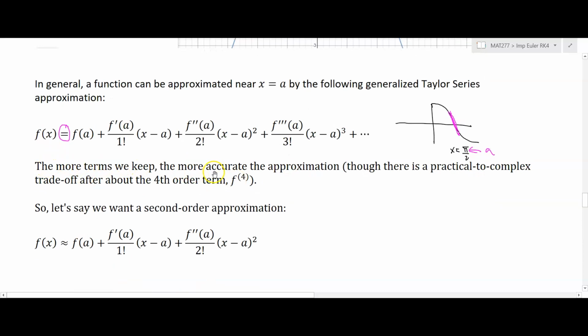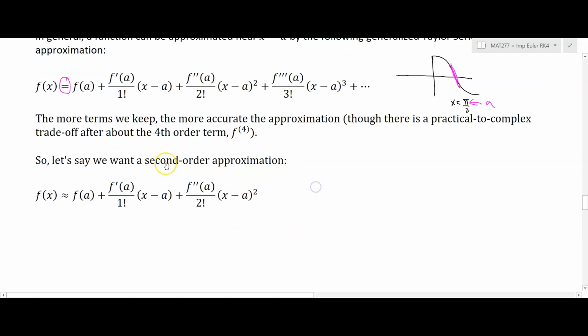The more terms we keep, the more accurate the approximation, though there is a practical to complex trade-off after about the fourth order term. Now, we don't do f prime, prime, prime, prime. We usually just say f with a 4 in parentheses, so it doesn't look like f to the fourth power. That's the fourth derivative. So you really just gain way more complexity than you do benefit after the fourth order terms. But let's just keep this really simple and say we only took the first 3 terms. So we went up to the second order derivative.